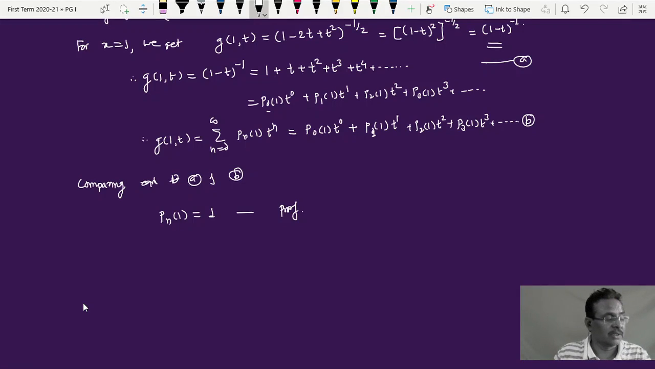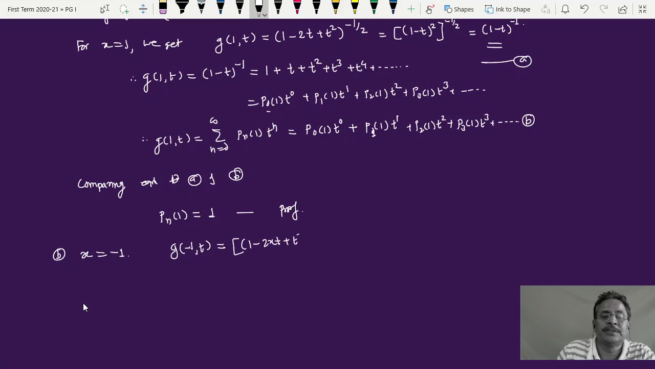Similarly, now part B, we have to go for x equal to minus 1. You can do it. Put x equal to minus 1. Therefore the generating function is given by g of minus 1 and t is equal to (1 minus 2xt plus t square) raised to minus half. This is my generating function.